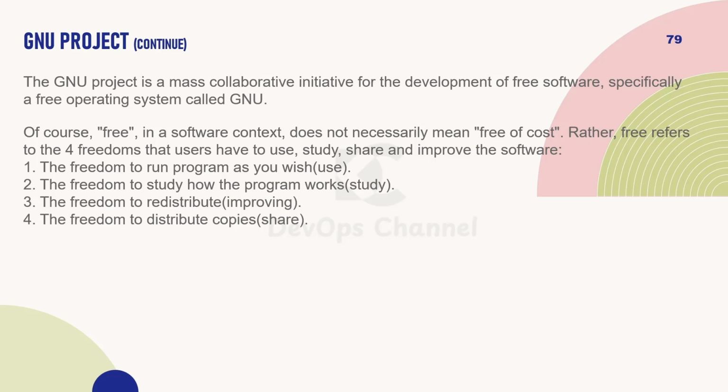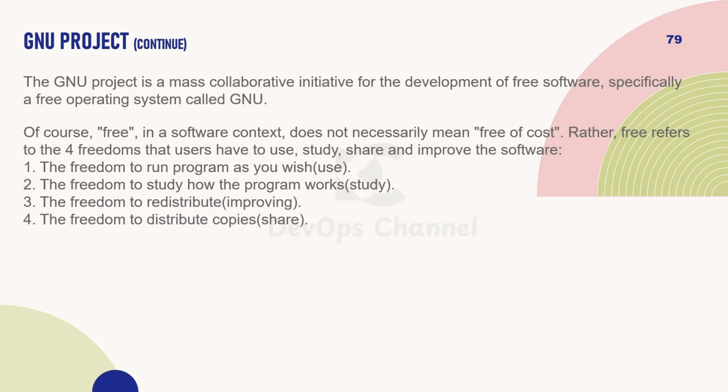Okay. So what is the meaning of free here? Here, free refers to the four freedoms that any OS should have. That is what Richard Stallman worked on. The first one is the freedom to run a program as you wish, so you can customize it the way you want.